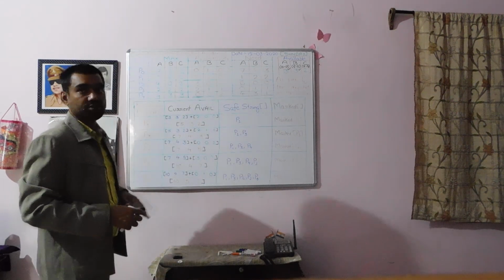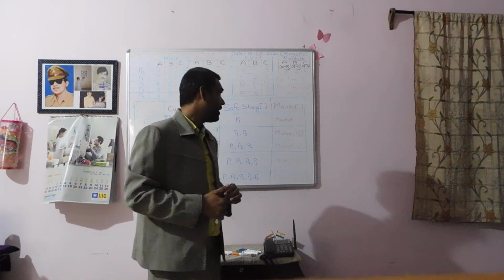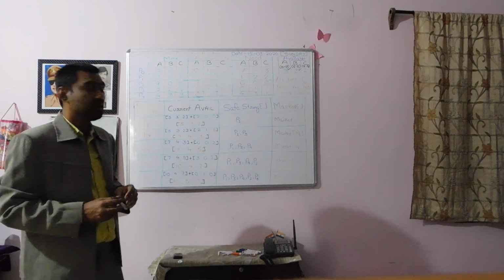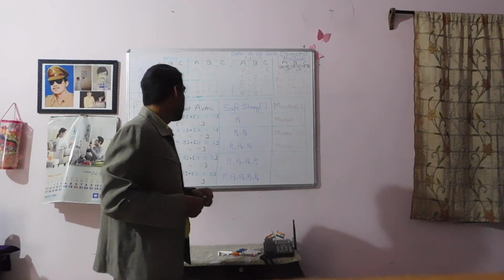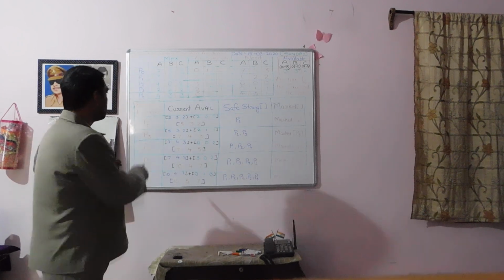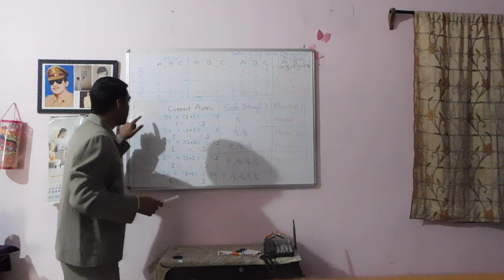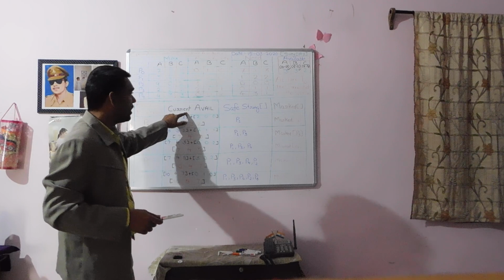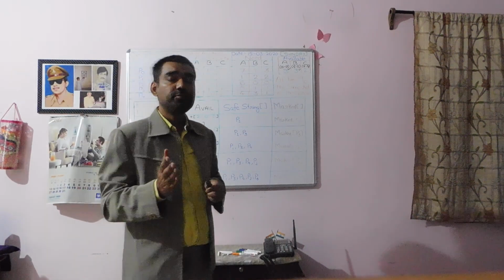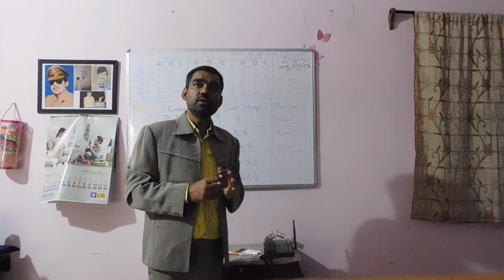I made this table to give you an idea of how the algorithm will operate and how we'll be able to generate a safe sequence. The table comprises 4 columns: process found, current available, safe string, and mark. If you see the algorithm, we already went over it.